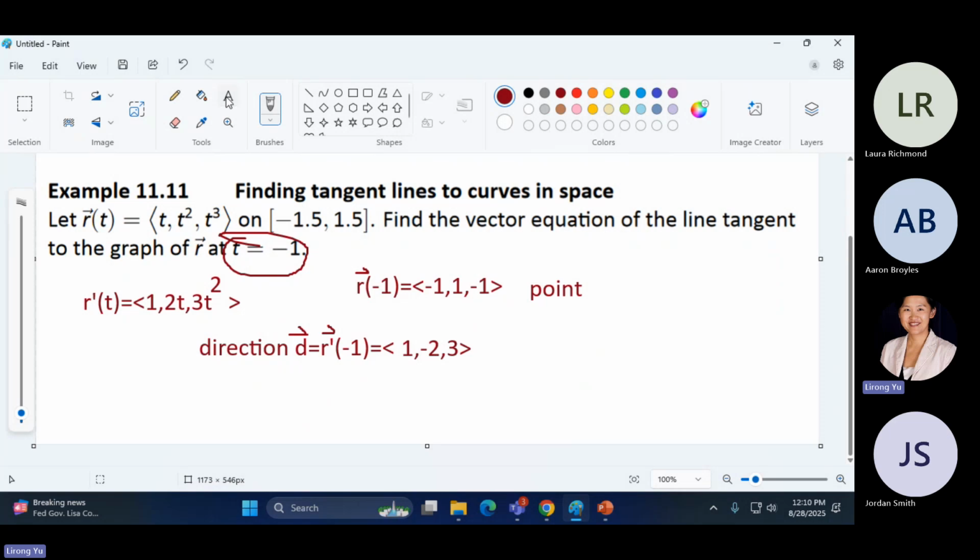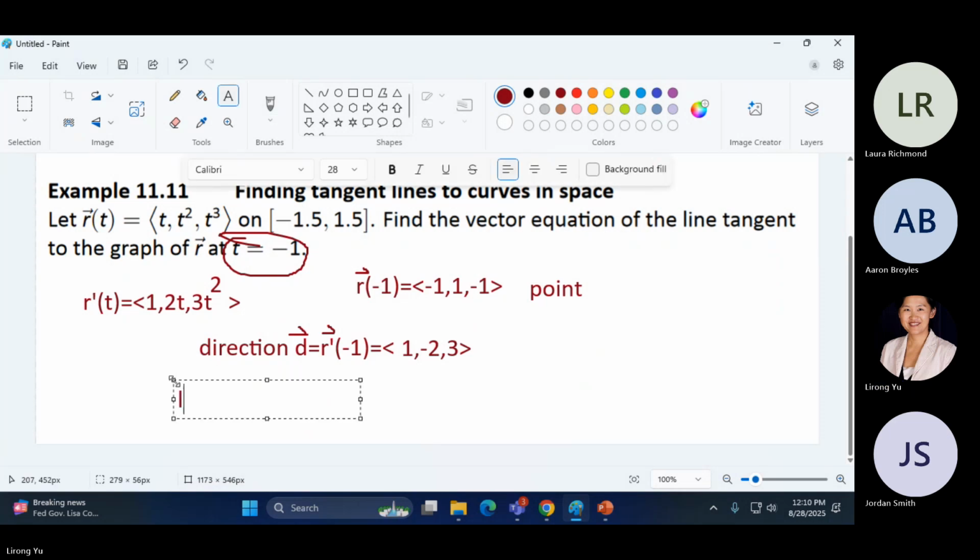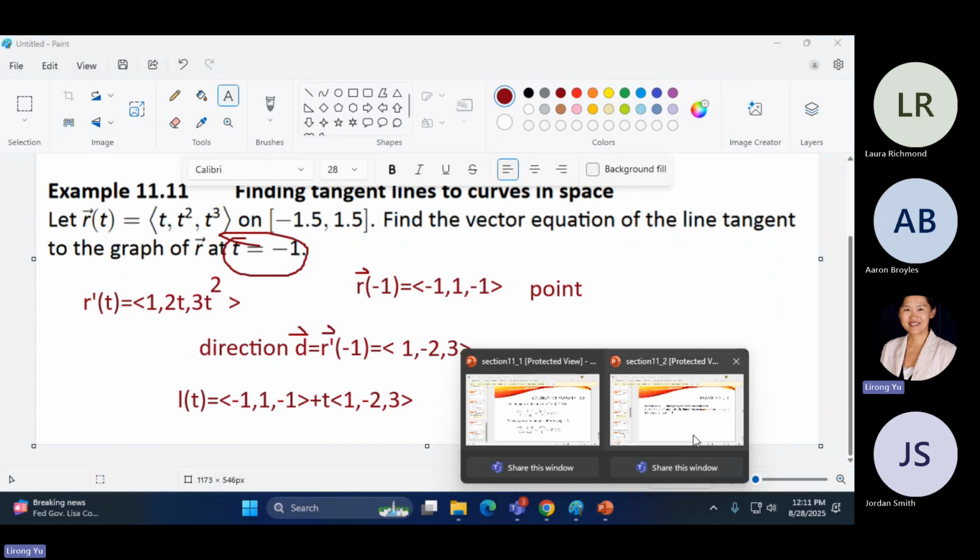Okay, so now the equation of the line L(t) is equal to the point, which is -1, 1, -1, plus t times <1, -2, 3>, and that's the equation. That will be the vector equation of the line. Any questions? All we need to know that's new in this section is that the direction of the tangent line is the derivative vector.